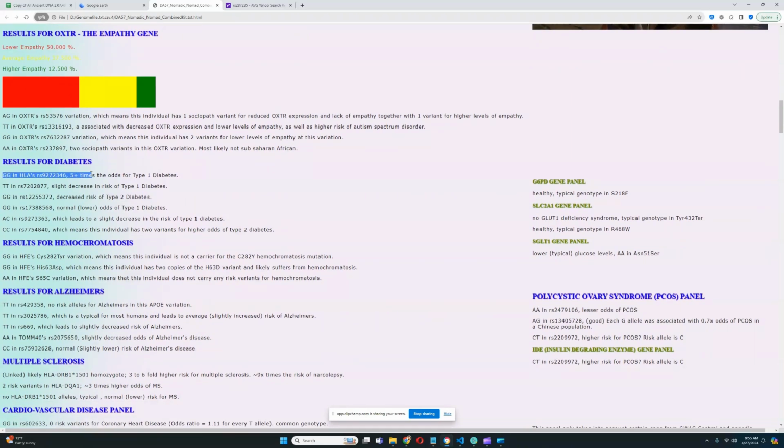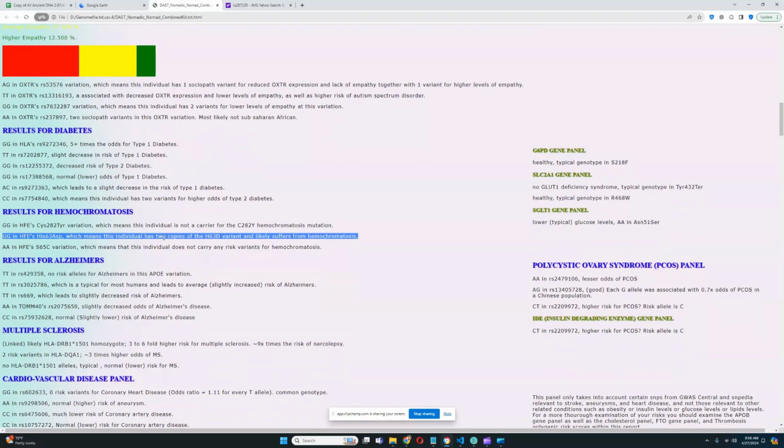So yes, five times the odds for type 1 diabetes. This was really expected. So when you have something messed up in the HLA gene, typically everything else is going to be messed up as well. So, as I've said, this person is cooked for type 1 diabetes and everything else as well. So we're going to look at the HLA gene panel and we're going to see something really awful there. So type 1 diabetes for this person, the risk score for that is going to be really, really bad.